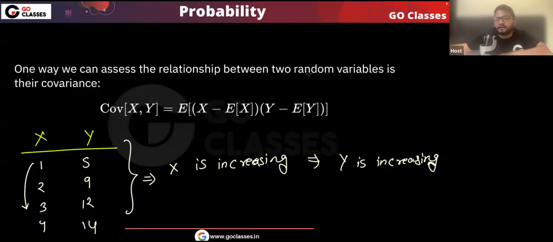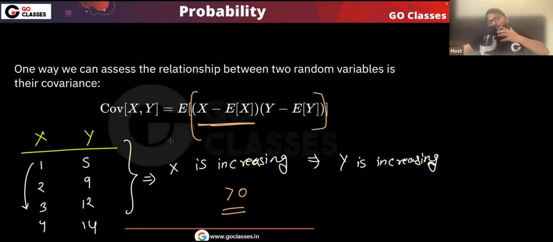Now, let's understand the meaning of this formula. This is the average of something. E means average or the expectation. What is the something? Here, this is x minus E[x]. The idea is that if covariance is greater than 0, then I will say it is a positive correlation, in the sense that if x is increasing, then y will also increase.